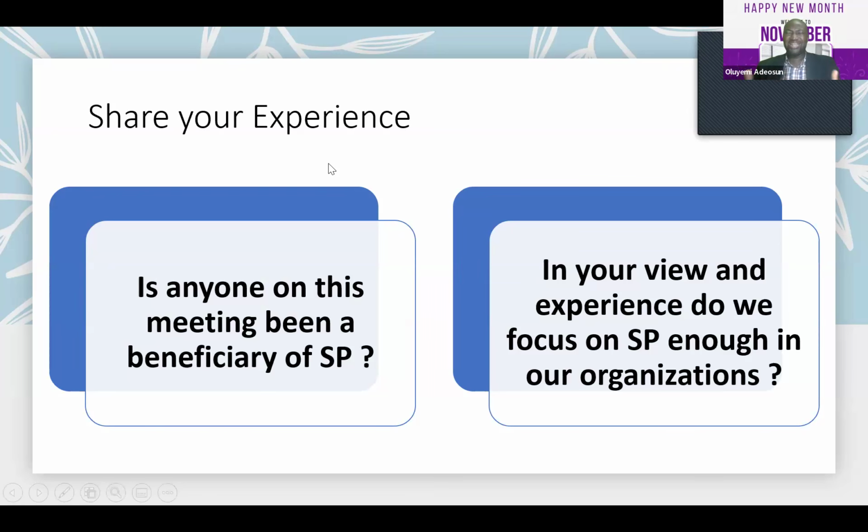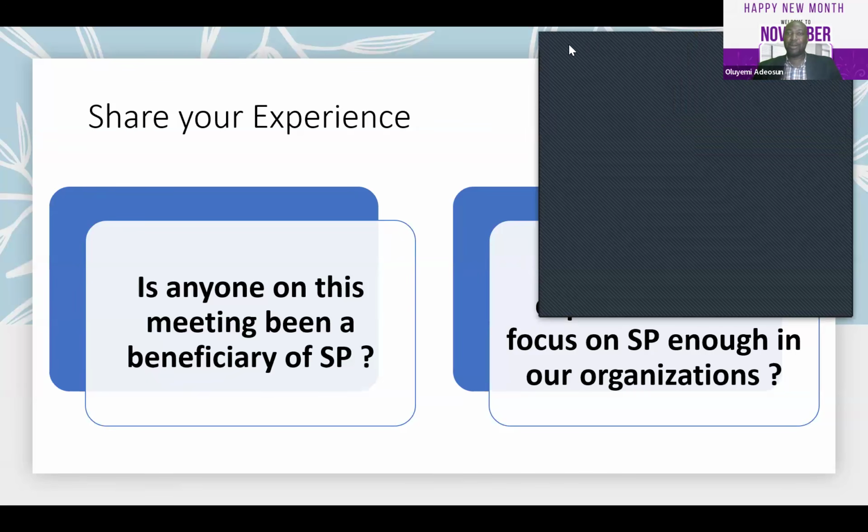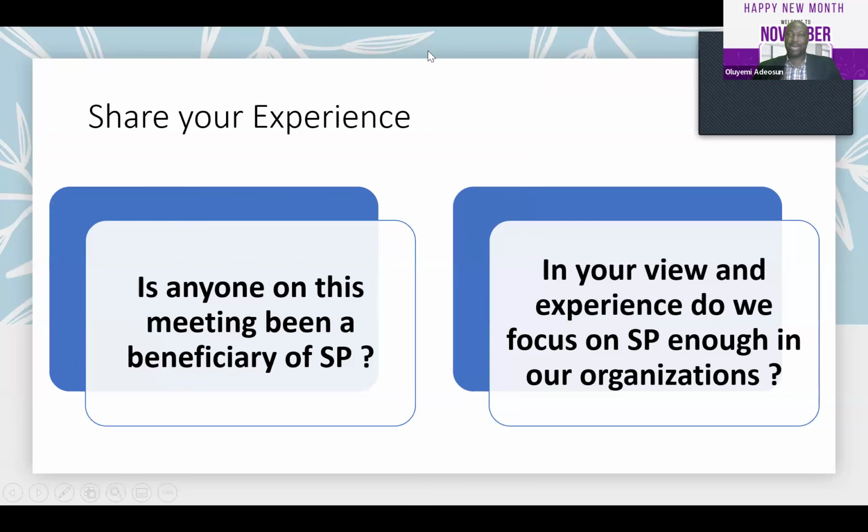Have you been a beneficiary of succession planning? I'd like you to respond in the chat box. In other words, maybe your organization had a succession planning process in place, and you were part of the people in that pipeline, or that was being groomed, or being prepared for that pipeline. Ladies and gentlemen, I would like to see your responses.